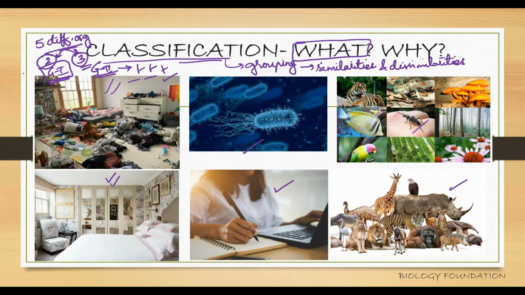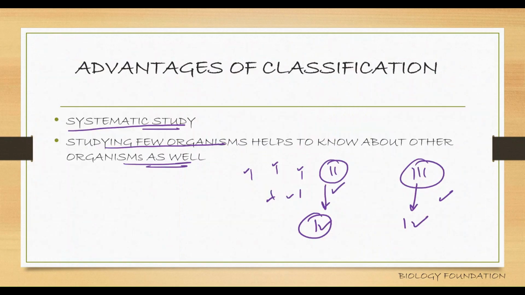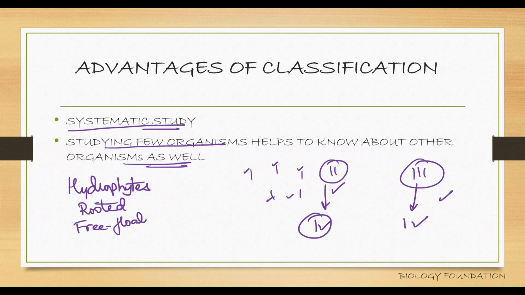And by classification, when organisms are classified into different groups, then just studying one organism from that member is enough to understand about different members. That means, for example, in hydrophytes, if you remember, we have rooted hydrophytes, we have free floating hydrophytes, and we have submerged hydrophytes.